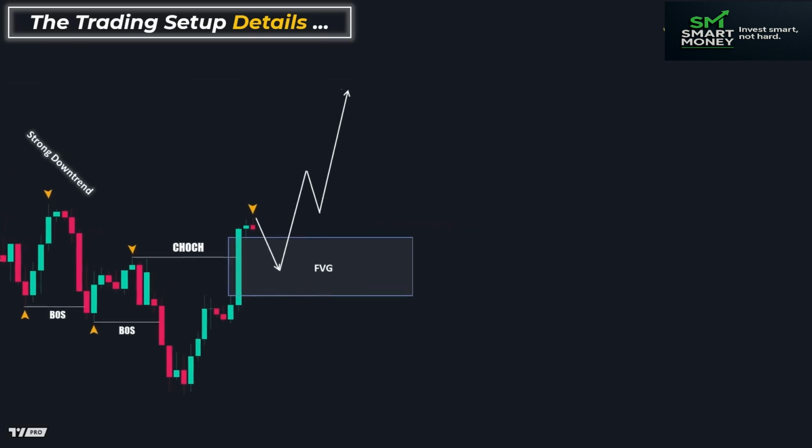Of course, it's not as simple as it sounds. There are several important criteria that must be met before the setup becomes valid.